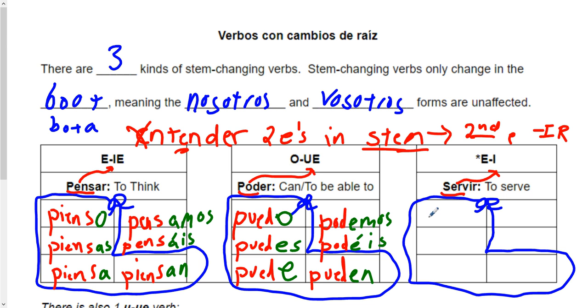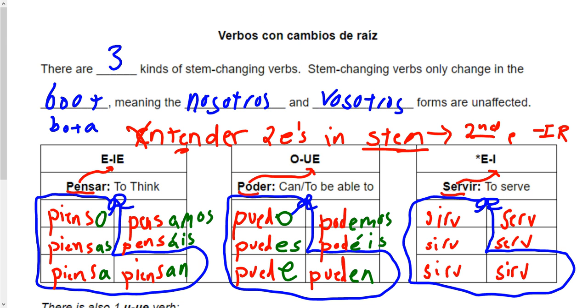So our E is going to change to I. So we have sirv, sirv, sirv, and sirv. And outside of our boot, we have serv, our normal one, serv.